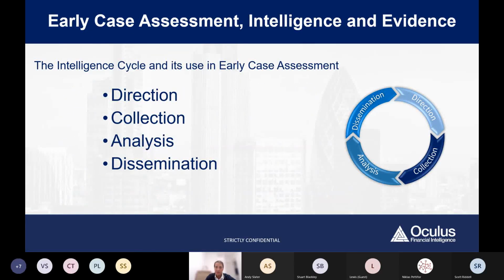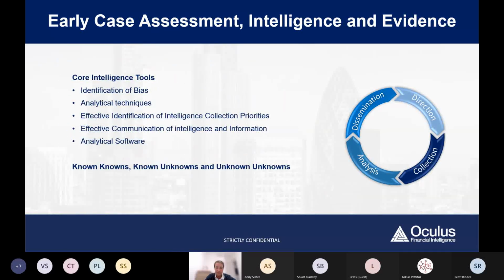Oculus makes use of the intelligence cycle in early case assessment. What is this? It's the process for efficiently collecting data that can be used by enforcement bodies or litigators. It's the process by which we go about conducting our investigations. We apply these assessments using the intelligence cycle on a daily basis. This is a core tool to help us as investigators. Why? It helps us in understanding our own bias, which is critical, using analytical tools effectively, and effectively analyzing communications.